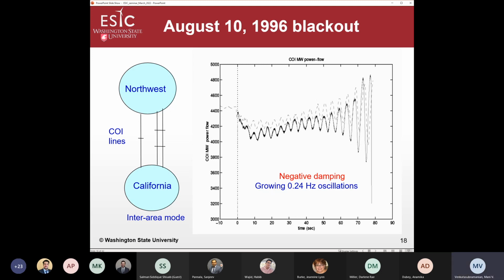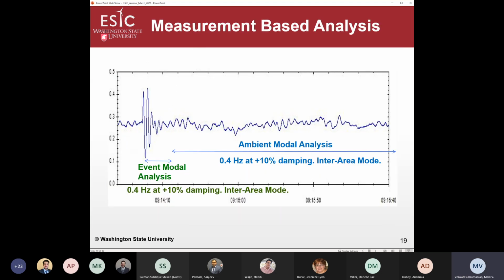Later, we have made so many design changes in the Western grid that the mode has been well damped in recent events. And I showed an example where it was well damped from a recent brake test.